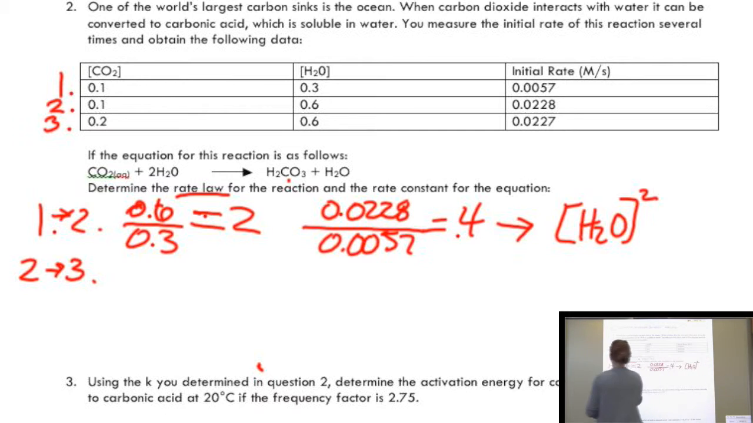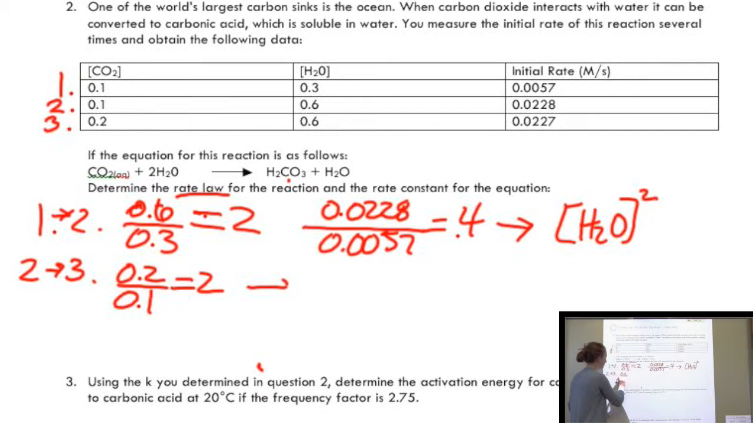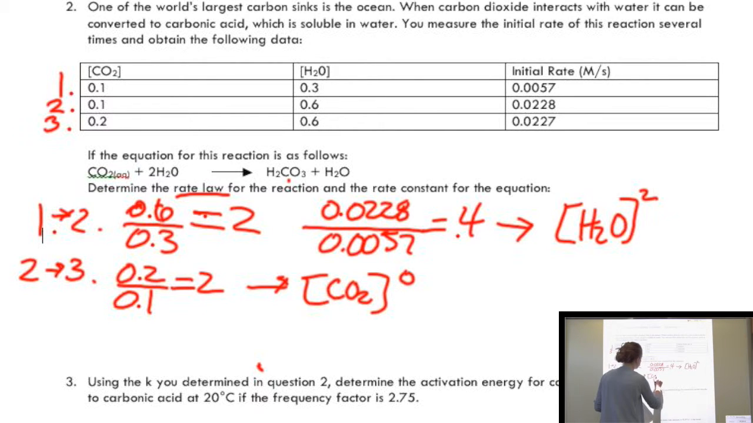So we're going to go through the next step, going from 2 to 3, to confirm this. So here, carbon dioxide doubles. The water stays the same, and the initial rate stays the same. So if you're doubling your concentration of carbon dioxide, but the rate is staying the same, that means that the reaction rate is not dependent on the concentration of carbon dioxide. So that means that carbon dioxide is simply 0 order.